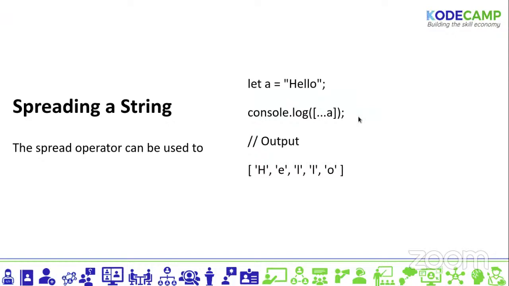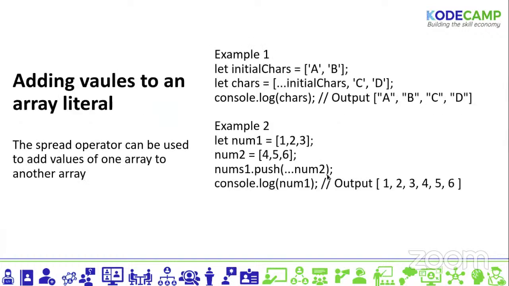So you can actually spread a string by using the spread operator. Of course we see it here. We say let a equals hello. Then we console.log a. So we see that a is in this array, square brackets. So spreading hello will actually give you this result.